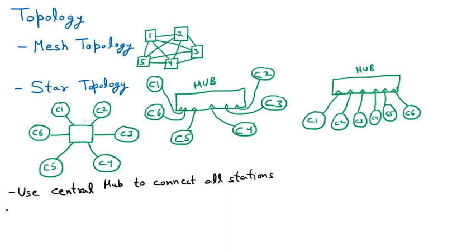Now the second thing is that the routing decision is taken care of by the hub. So routing decision is made by the hub. The meaning is that let us suppose one computer C1 wants to send data to C6.